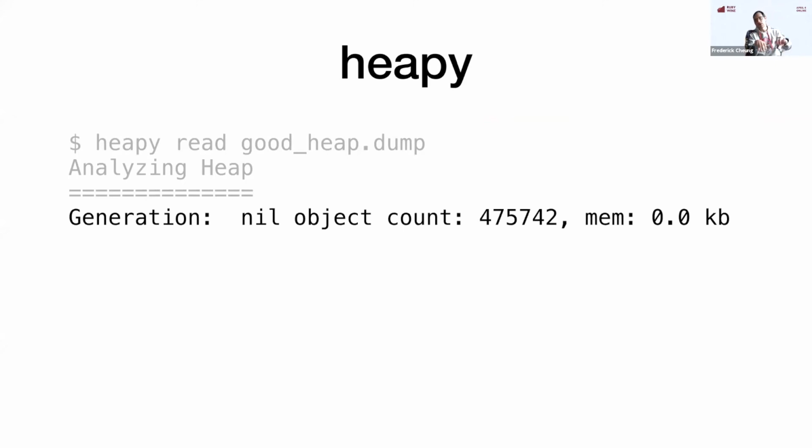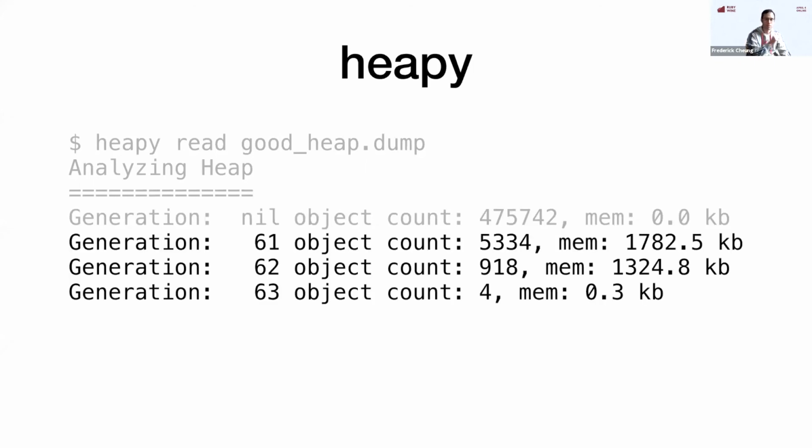The first line is always generation nil, and what this means is that this is memory that was allocated before you turned on allocation tracing. That's why the memory is 0 kilobytes here, because it just doesn't know. But that's fine. This is memory that was allocated when it loaded your code. So, for example, all the Rails code, all your classes, and so on, was allocated and has never been released.